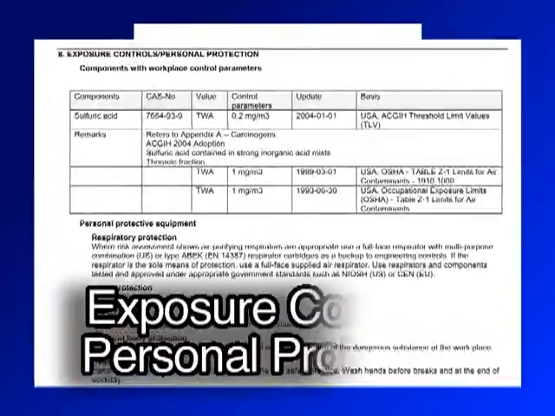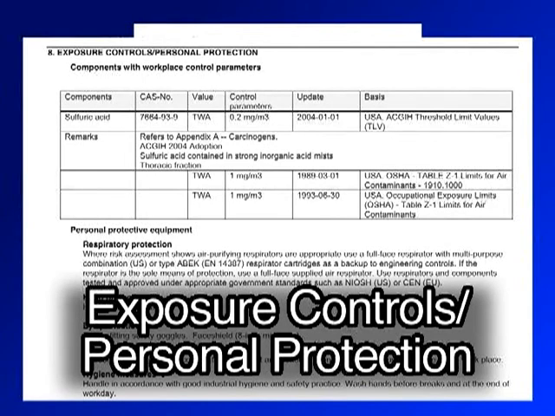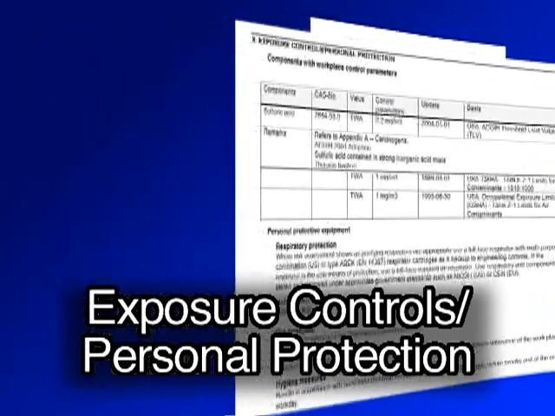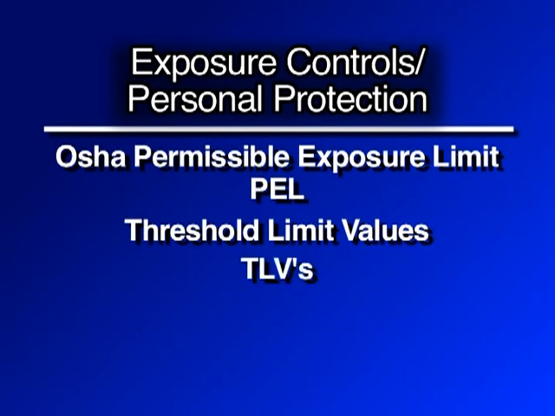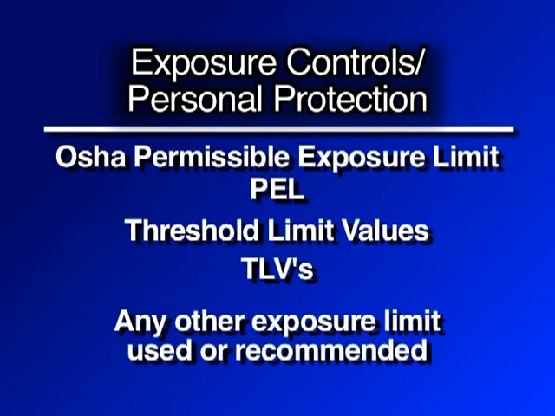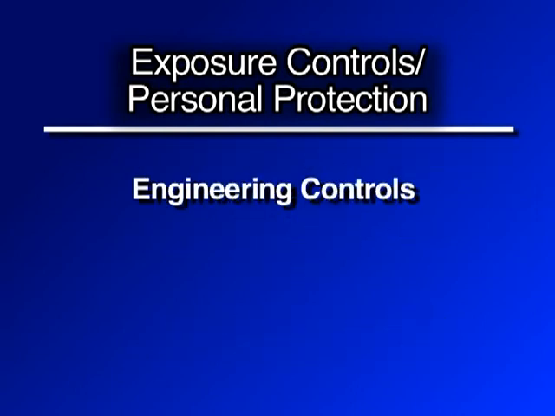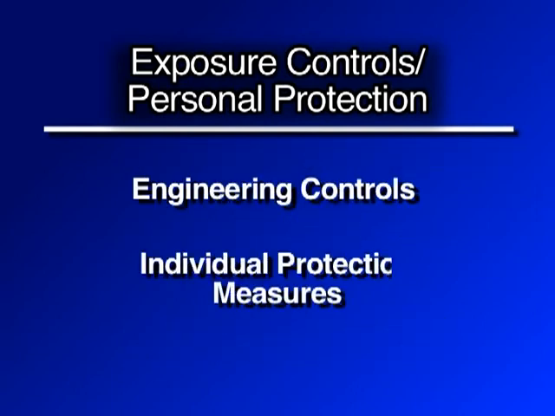Section 8. Exposure controls, personal protection. Pertains to protection methods. Include the OSHA Permissible Exposure Limit, or PEL, threshold limit values, or TLVs, and any other exposure limit used or recommended by the chemical manufacturer, importer, or employer preparing the safety data sheet, appropriate engineering controls, and individual protection measures, such as recommended personal protective equipment, is also included.